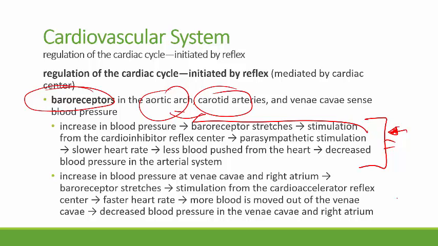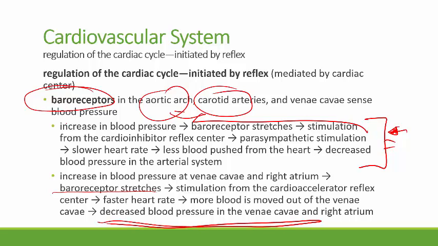So blood pressure is increased at the vena cava, both superior and inferior, and we want to clear that blood that's clogging up the vena cava out. And so the way to do that would be to have stimulation from the cardioaccelerator reflex center. So we notice stretch there in the vena cava. That triggers a reflexive response where the cardioaccelerator reflex center sends out sympathetic stimulation. The heart begins to beat more quickly, and that moves the blood out of the vena cava and into the arterial side of the heart. And so that would then result in decreased blood pressure in the vena cava.